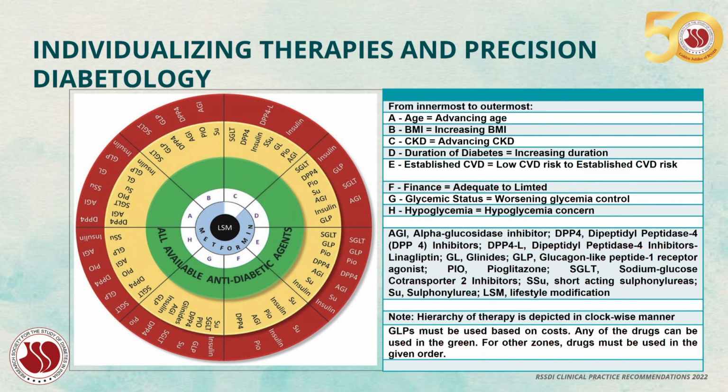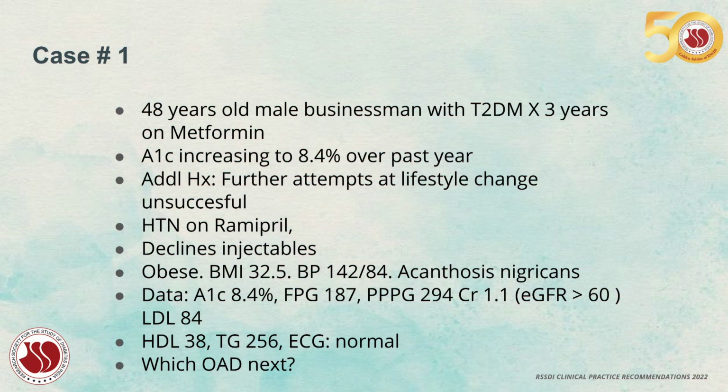And how we apply this, I will show you in some of the case studies here. So this is a typical patient presenting in the clinic, 48 years old male, businessman, diabetes for 3 years, A1C has increased to 8.4% in last year. He has attempted lifestyle changes but of no use. He's already on Ramipril for hypertension, does not want to take any injectables. BMI is 32.5. Blood pressure is more or less close to target.